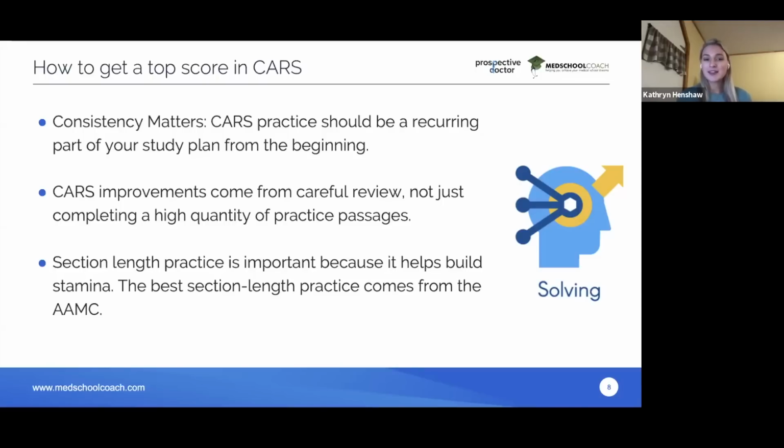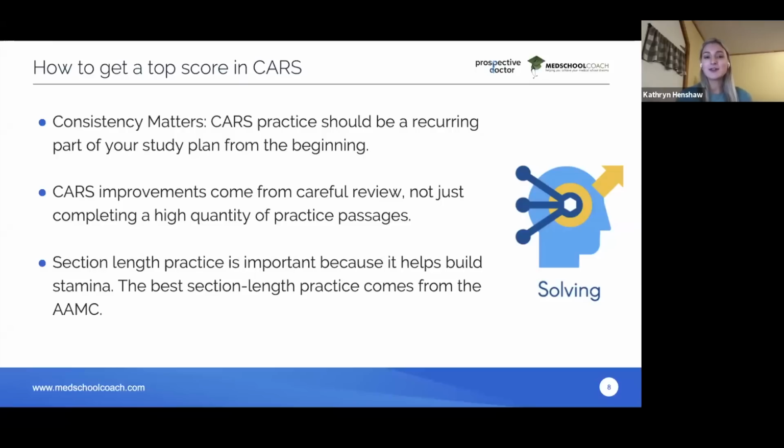Okay, so the next thing I want to talk about is why this matters, why we need to be doing CARS practice, and how we should be improving from it. So a lot of these improvements that we tend to see from the CARS practice comes not from doing a bunch of questions, but actually carefully reviewing the questions. So I'll talk a little bit about review next, but review is something that's so important that if we just do passages and don't look at what went wrong, we're probably not going to be doing a whole lot of learning as to what strategies that we need to use to get a better score next time.